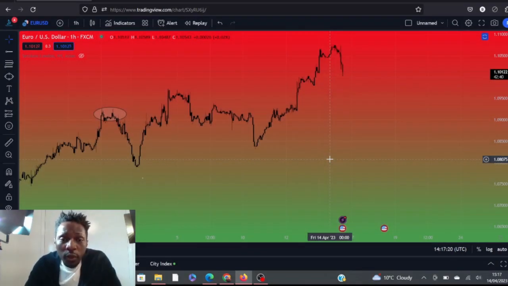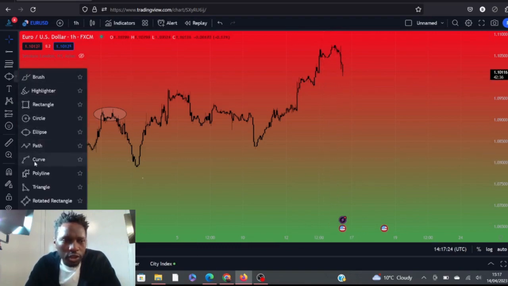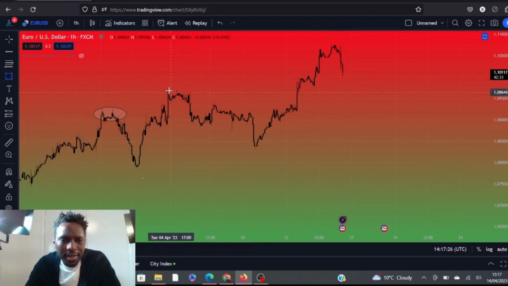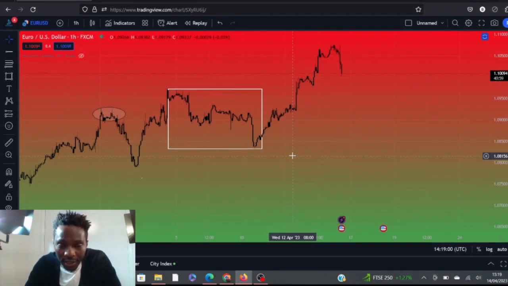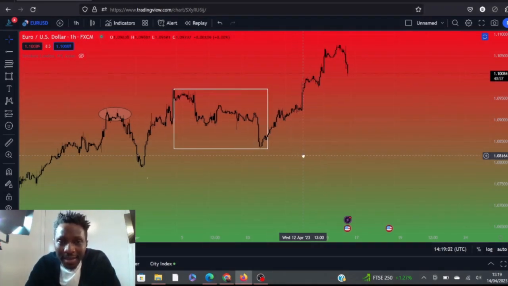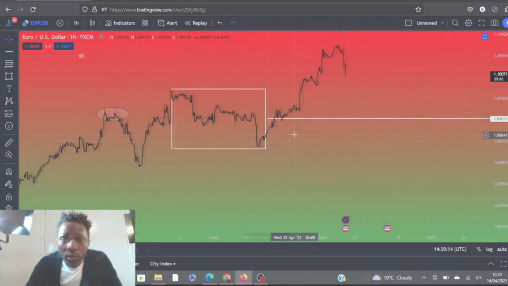Now, for those of you who understand contraction and expansion, you're going to look at this structure right here and see that we have a 1, 2, 3 contraction. Now, if you understand 1, 2, 3 contraction, then you will know that the next step in approaching this market is drawing a line through the middle of this box. But why do we do that?